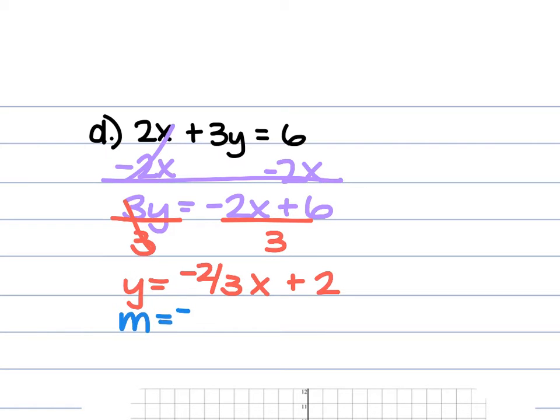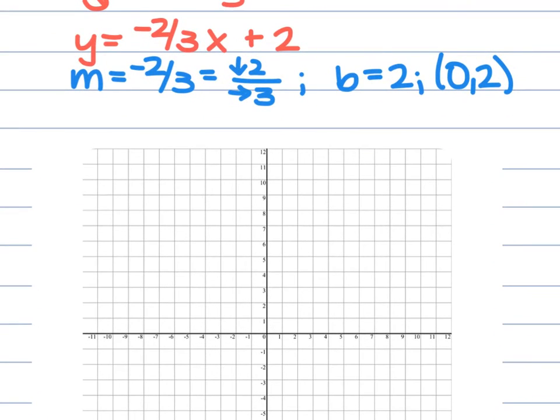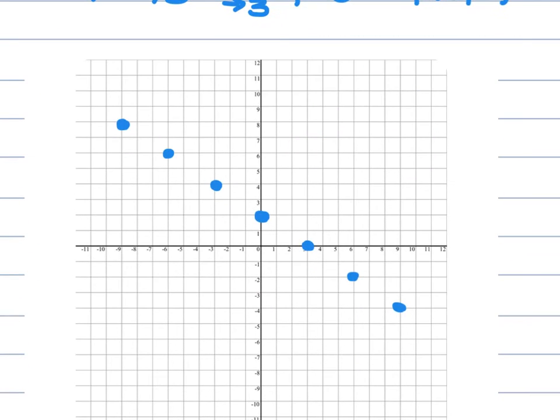So our slope is negative 2/3, which means we're going to go down 2 to the right 3. And then our y-intercept, or our b, is 2, so that's the ordered pair 0, 2. So start at that 0, 2. Then we're going to go down 2 to the right 3, down 2 to the right 3. We can also go up 2 and to the left 3, up 2 to the left 3. Draw your line through those points. Arrows top and bottom of the line, and then you're good.